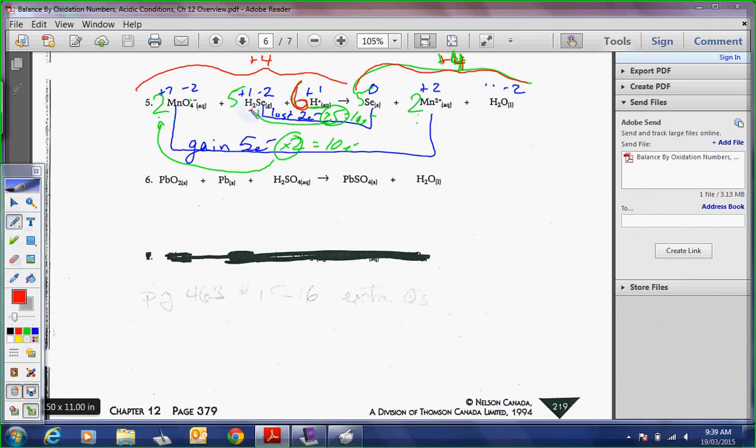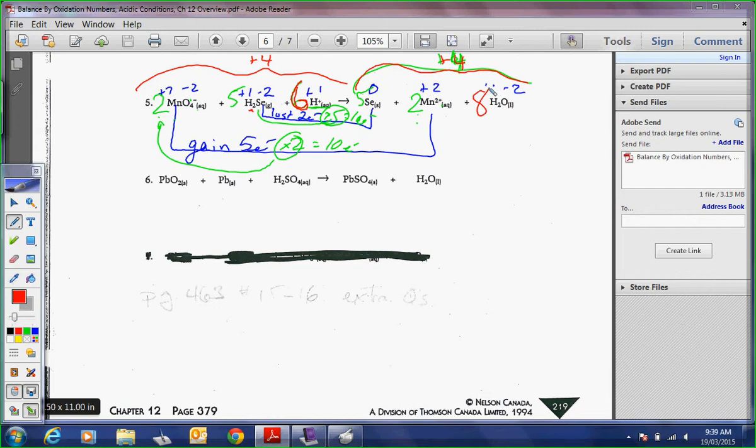So 10 hydrogens there and 6 hydrogens there make how many hydrogens? 16. So therefore 8 waters to have my 16 hydrogens. And do the oxygens work out? 8, 8, good. That's where I would have caught my mistake. The oxygens wouldn't have balanced, and I'd have gone, oh, something went wrong with my hydrogens. Oh, there are hydrogens over there too. Okay.